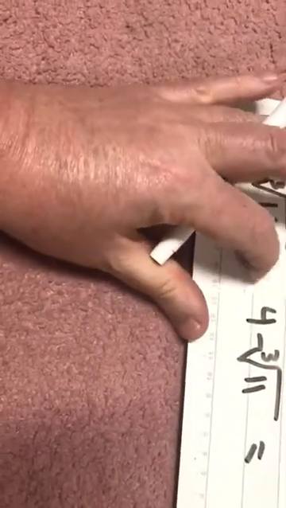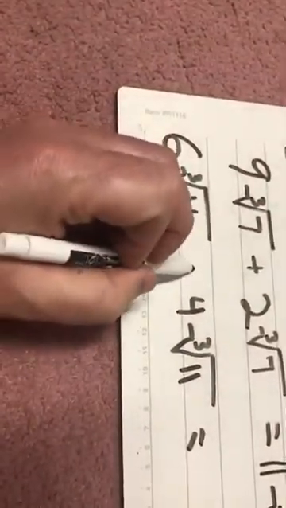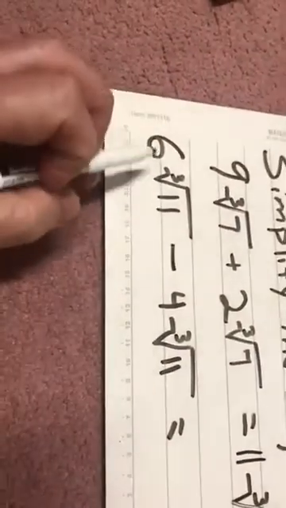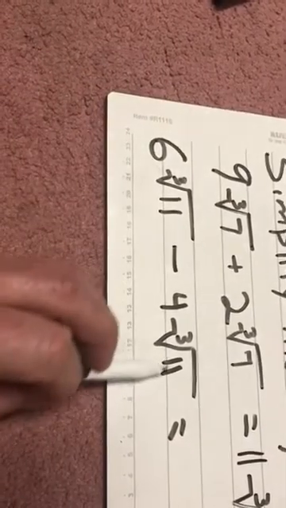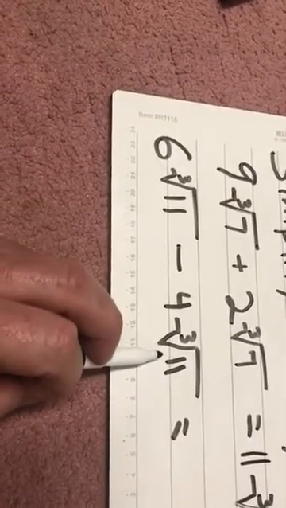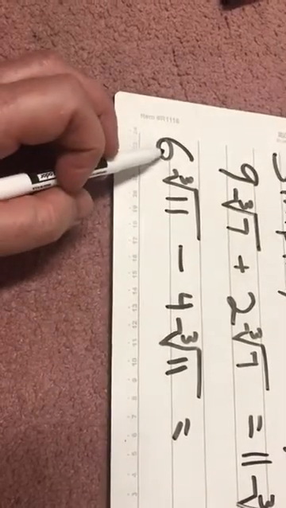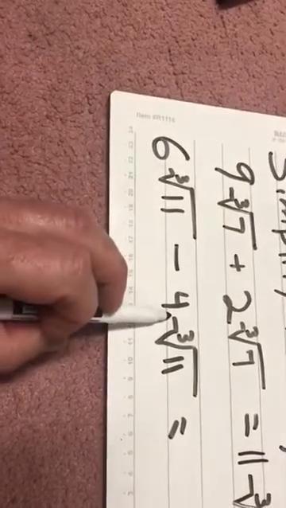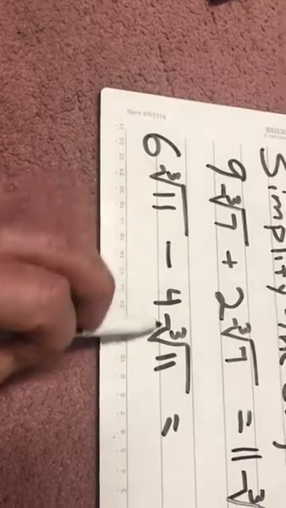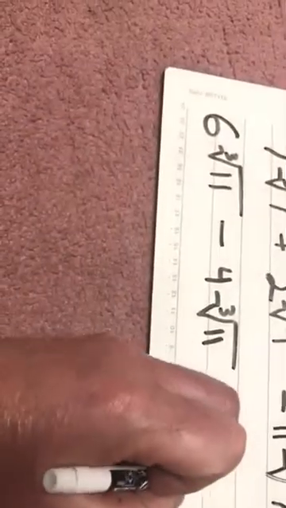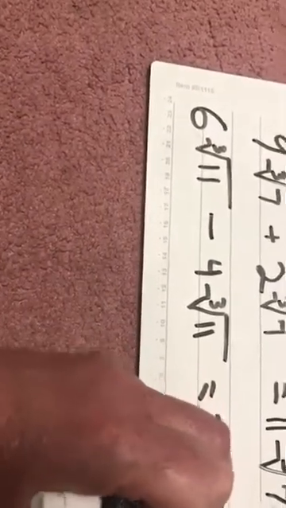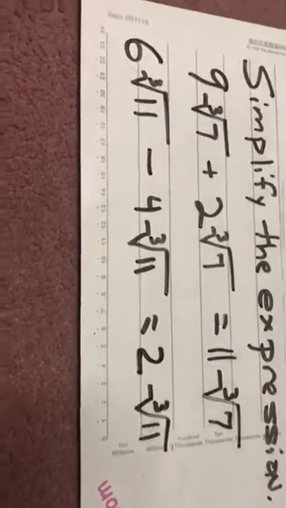Now, just for the sake of variety, let's change that plus to a minus. Doesn't change what we do. Still, since we have the cube root of 11 in both of these, I can just do the coefficients, which is 6 minus 4. Okay, 11 cannot be broken down, not a perfect cube. I know that 6 minus 4 is 2, and so I'm going to have 2 and the cube root of 11. That's going to be my final answer.